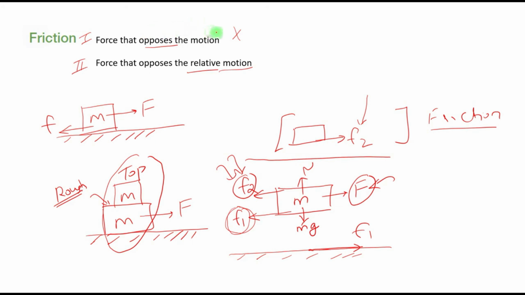This means this particular definition, which is the first, is incorrect. Friction does not oppose the motion, it opposes the relative motion, and in some cases it actually aids the motion, right? So please write this down, and then we go to the next.